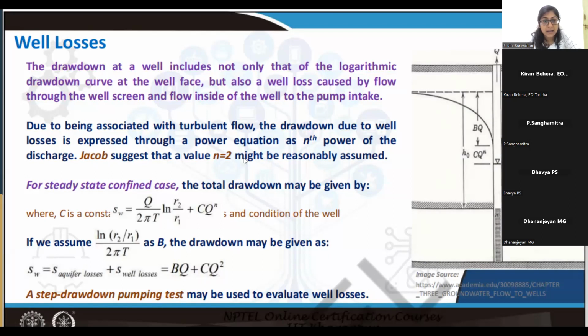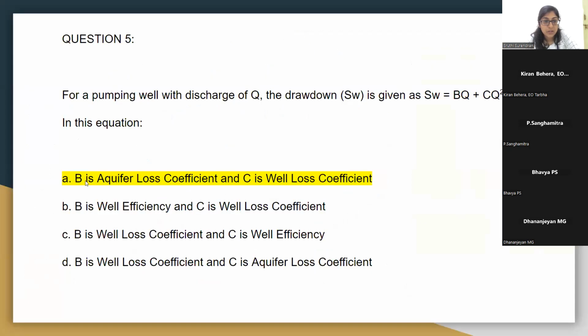And generally, there are two formulas, the Jacob and Cooper formula and the Thiem formula. According to Jacob and Cooper, they generally provide n is equal to 2. Again, if you go through the slides in detail, you can read about it. So for this question, the answer is option A: B is the aquifer loss coefficient, and C is the well loss coefficient.